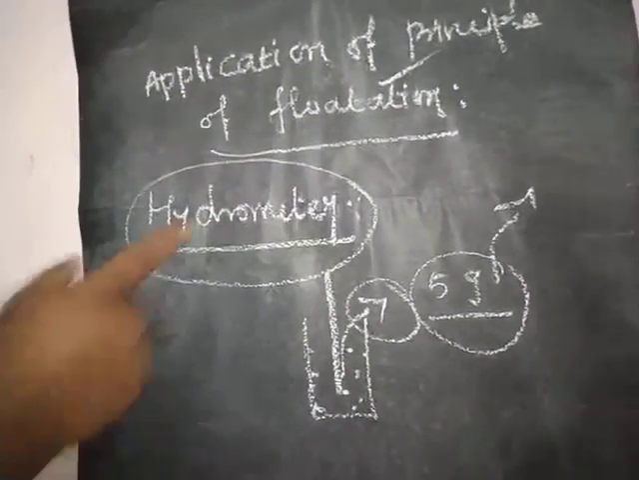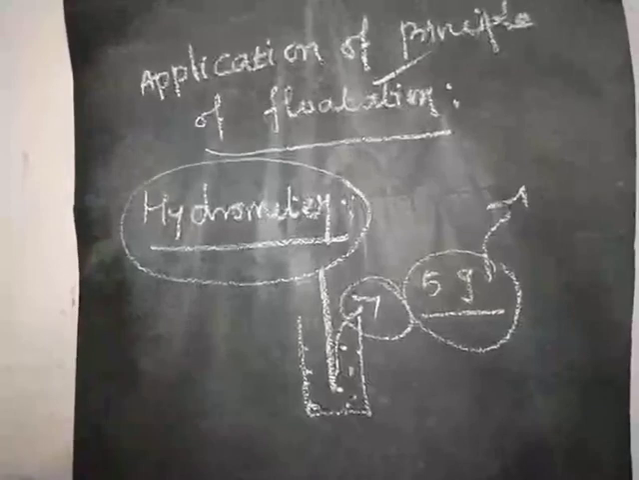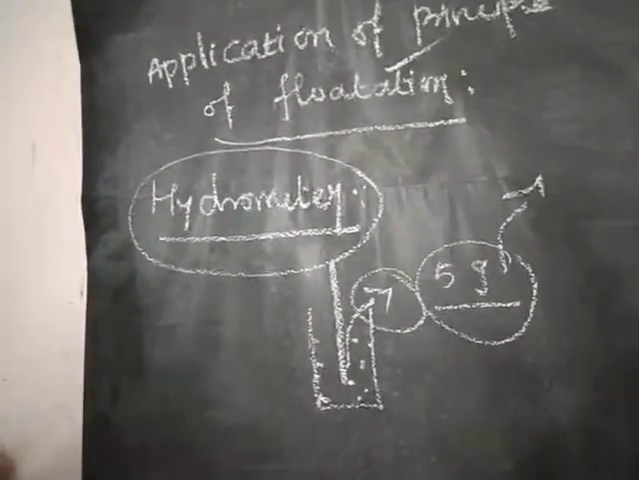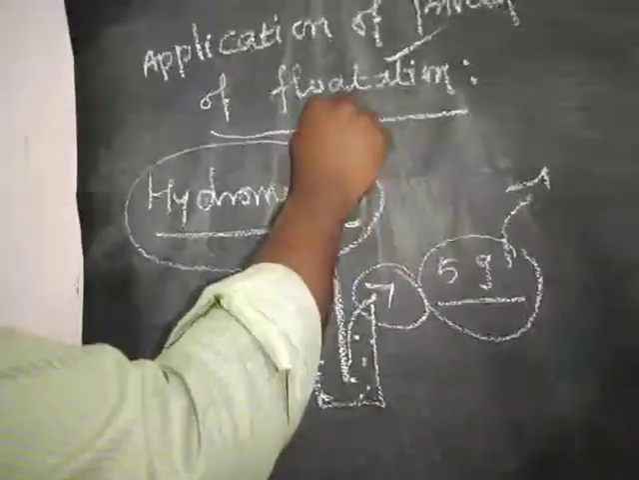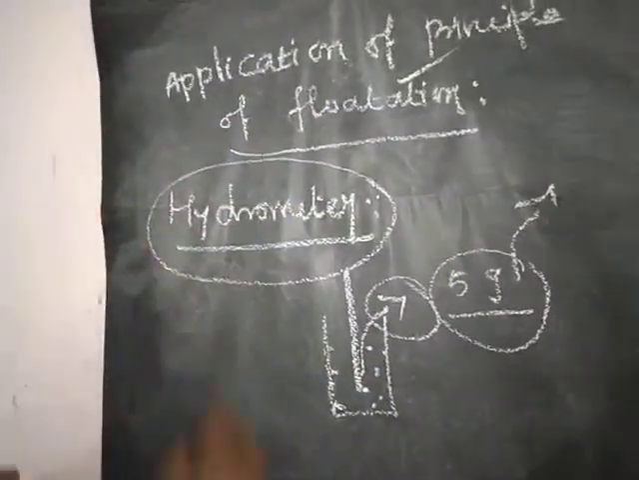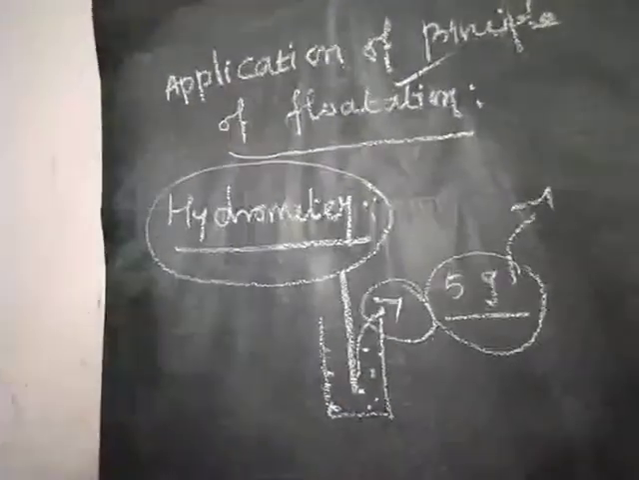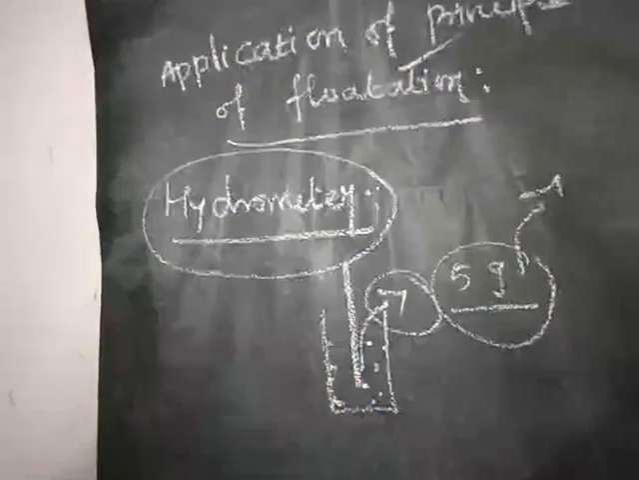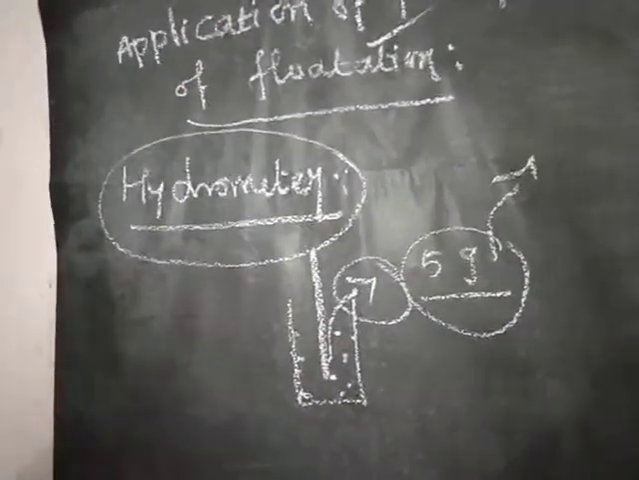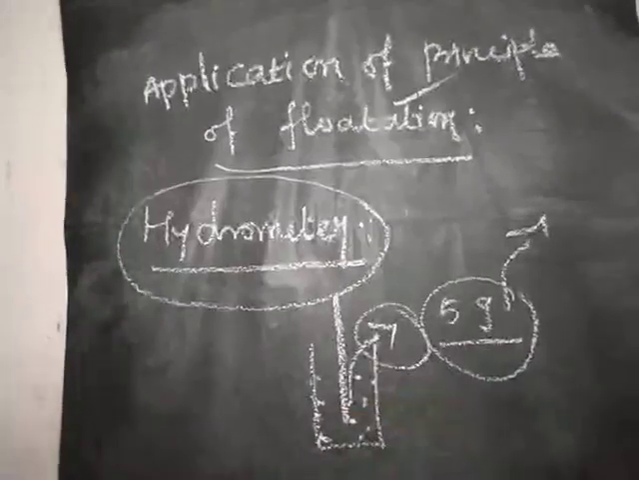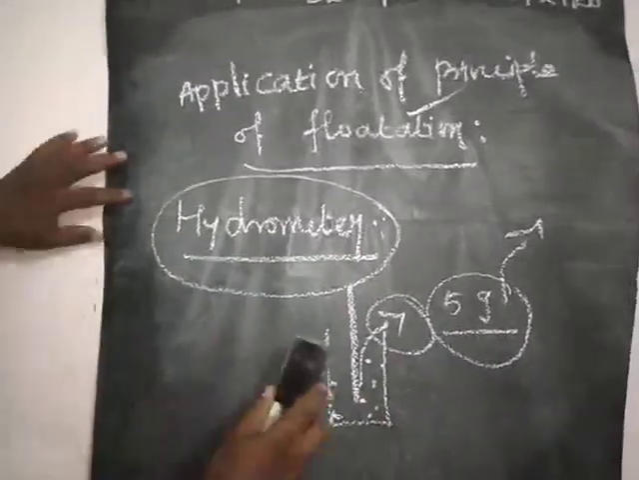Can you understand? The hydrometer is directly used to measure the density or relative density. Second point, it works on the principle of flotation. Third, the amount of liquid displaced when we immerse the hydrometer into the liquid is equal to the weight of the hydrometer. Next we will see the construction of the hydrometer.